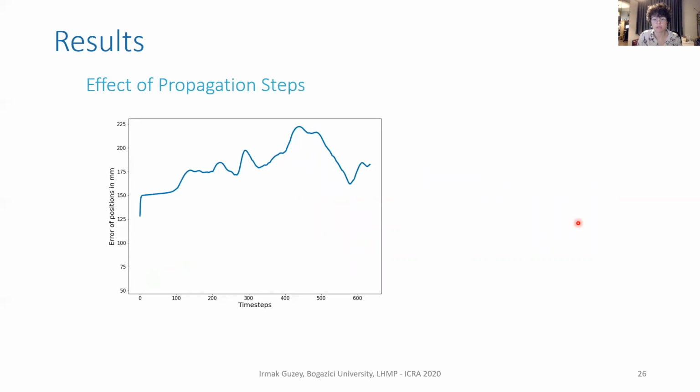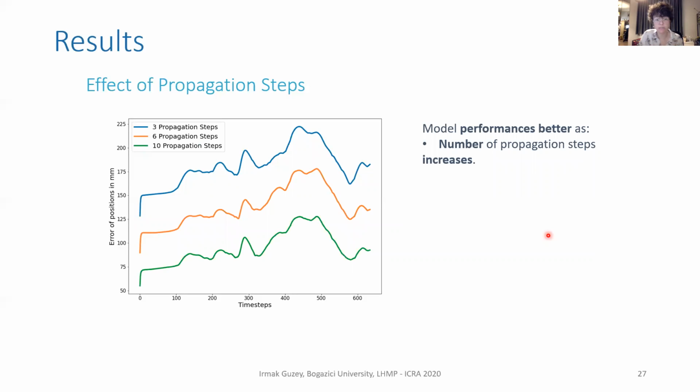Now we want to show the effect of propagation steps that are used to train the model on accuracy. Again, with the same logic, we expect to have better accuracy with increasing number of propagation steps. This graph shows the average error when model is trained with 3 propagation steps. Then, we evaluated the errors of the models with more propagation steps used. And in this graph, we can observe that the error is less when more propagation steps are used in training. So we can conclude that the model performance is better as number of propagation steps increases as well.